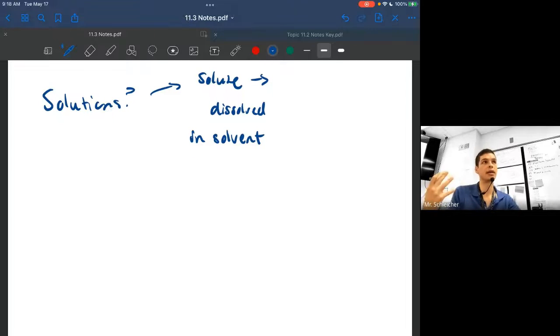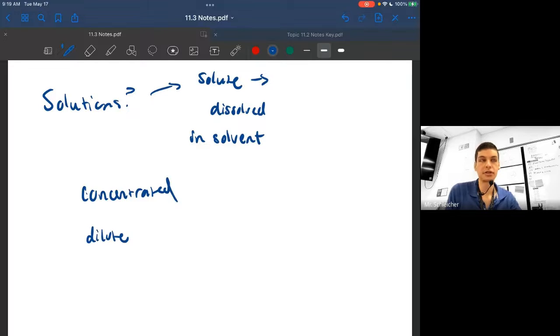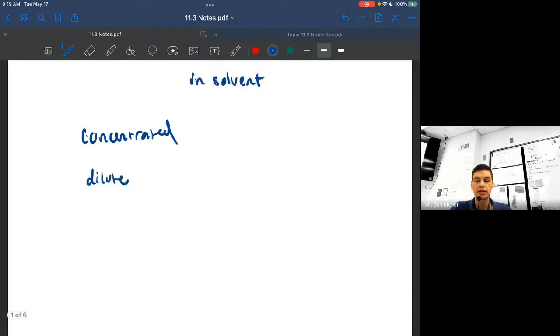So then we had some vocab terms about what if something is more concentrated? What if something's more dilute? Concentrated just meant that we had more solute in there. Dilute tended to mean that we had less solute per solvent in there. And if we were to dilute something, normally we dilute it by just adding more solvent, like more water. The other thing that we talked about was concentration in general.